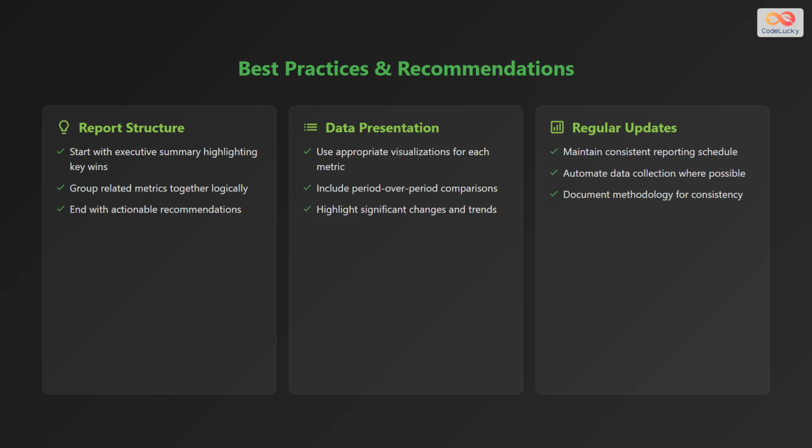To conclude, here are some of the best practices and recommendations for creating effective SEO reports. In terms of report structure, start with an executive summary highlighting key wins, group related metrics together logically, and end with actionable recommendations. In terms of data presentation, use appropriate visualizations for each metric, include period-over-period comparisons, and highlight significant changes and trends. And in terms of regular updates, maintain a consistent reporting schedule, automate data collection where possible, and document methodology for consistency.